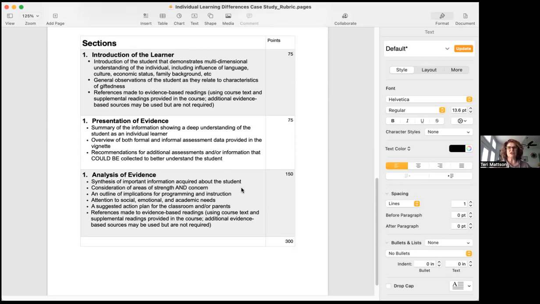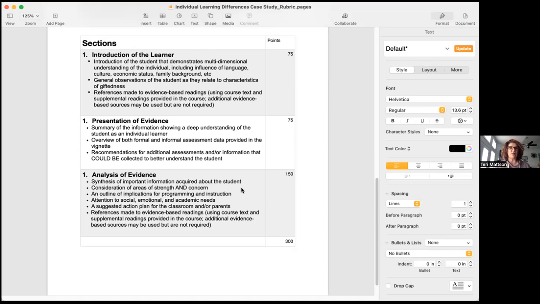And then that moves into the third section, which is analysis of the evidence. And that's where you're going to say, okay, here's everything we know about her, both as a human and as a learner, and what recommendations do we make going forward? And please be sure to include recommendations for what do we do in the classroom setting to support her needs? How might we support her advanced needs?